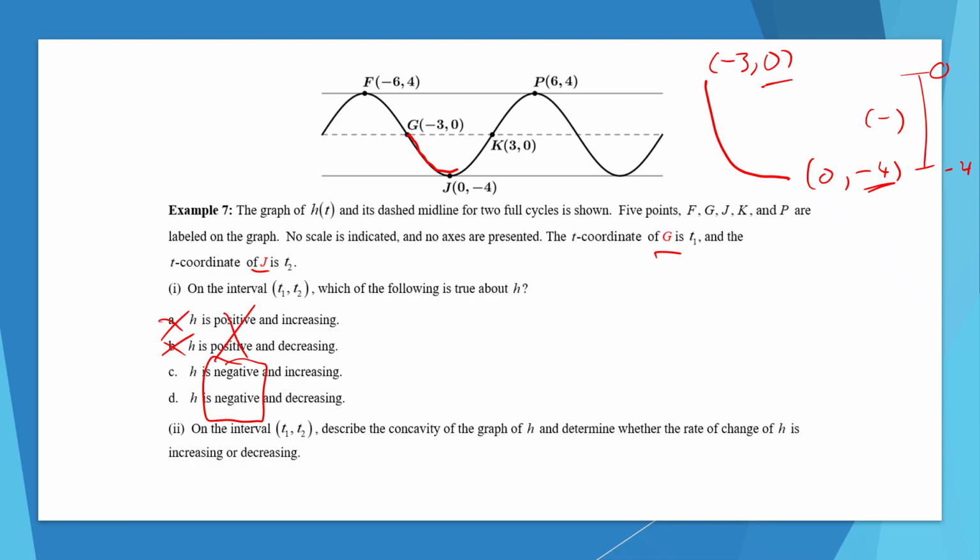Now, is it increasing or decreasing? Well, here, the graph is still going down, right? It's going down as you go from left to right, so it should be decreasing, making D the correct answer for example number 7.